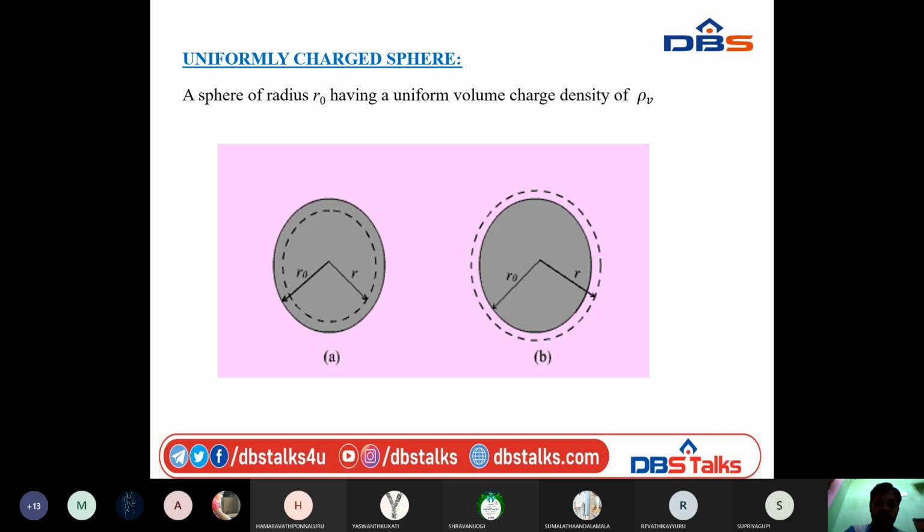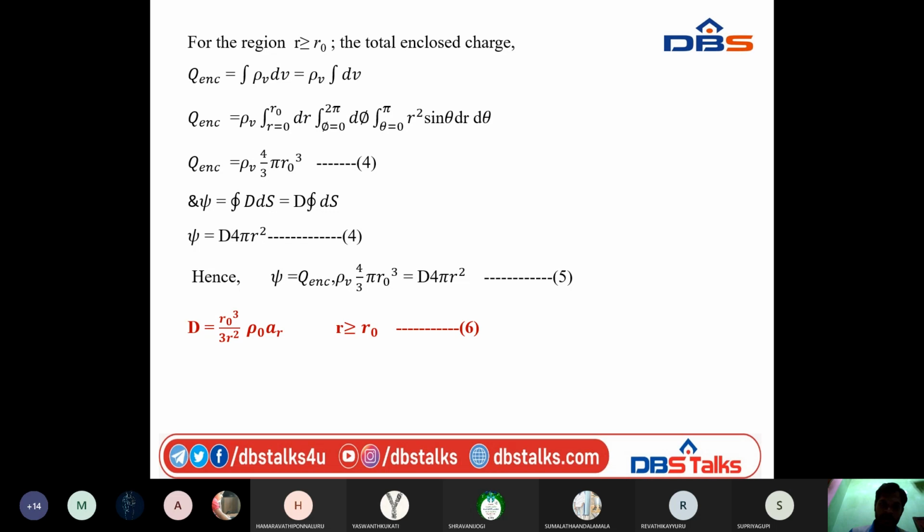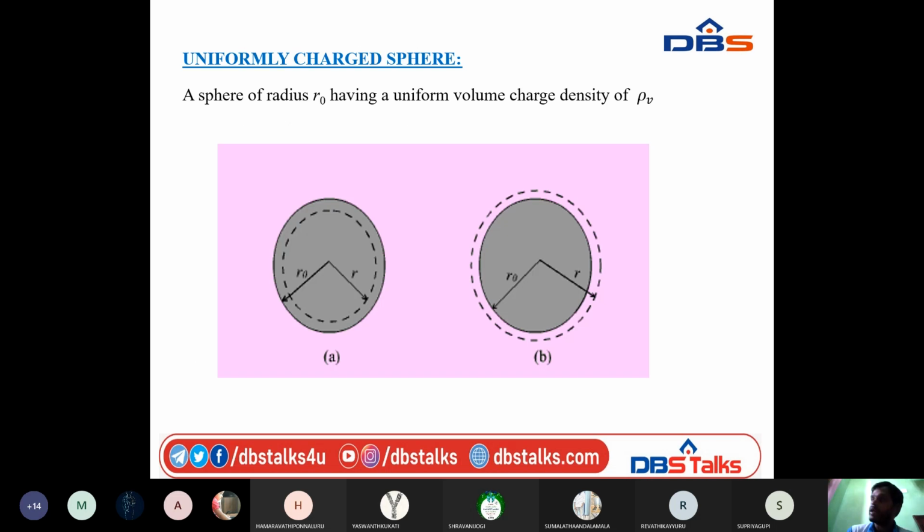For this, let me consider a sphere of radius r. So this is the radius r of a sphere. These dotted lines can be represented as a Gaussian surface. To make a Gaussian surface, let me provide a symmetrical area. With the help of the dotted lines, let us consider these dotted lines as a Gaussian surface of radius r.